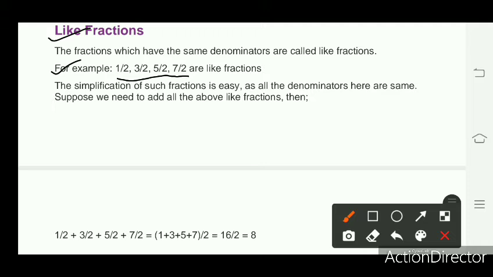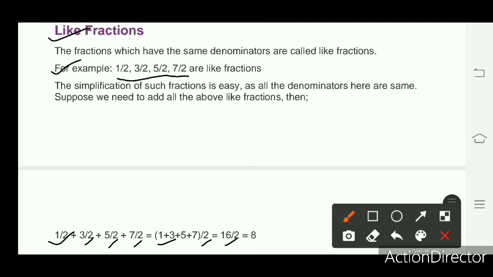Suppose we need to add all the above like fractions, then we add like this: 1 upon 2 plus 3 upon 2 plus 5 upon 2 plus 7 upon 2. When we add all these like fractions, we take 2 as a common denominator and we add all the numerators with each other, right? Like 1 plus 3 plus 5 plus 7. What is the sum of all these numerators here? 16 upon 2. And we also write this 16 upon 2 in its simplest form. When we divide 16 by 2, we get 8. 2 8s are 16.